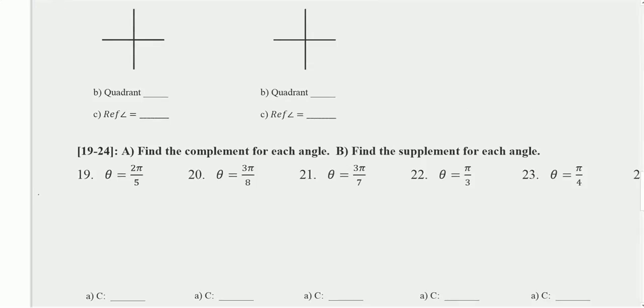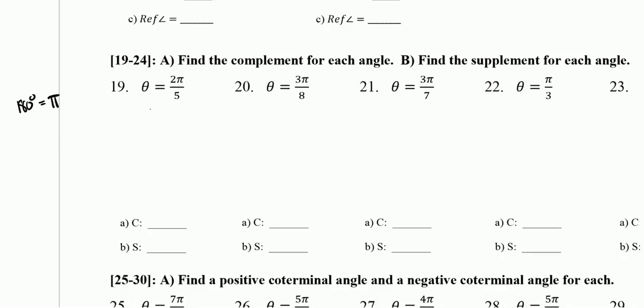Let's keep in mind pi radians is equal to 180 degrees. And so if we cut each of those in half, we end up with 90 degrees is pi over 2 radians. Okay, so if I want to find the complement for 19, we have 2 pi over 5 plus something, which is our complement, is going to add up to 90, which is pi over 2.